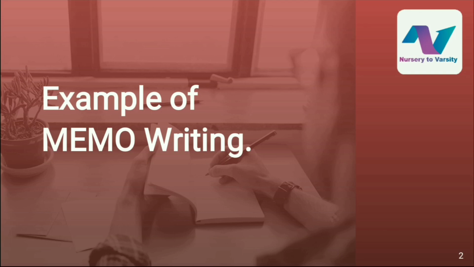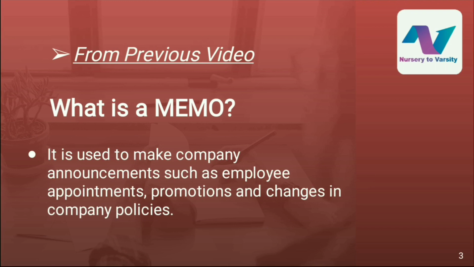Before learning the example, let's recall what we learned from the previous video. We learned what is a memo. A memo is used to make company announcements such as employee appointments, promotions, and changes in company policies. As I told you in the previous video, it's an official, formal document that you send to your employees to tell them about any information or a rule change or to make any announcement.